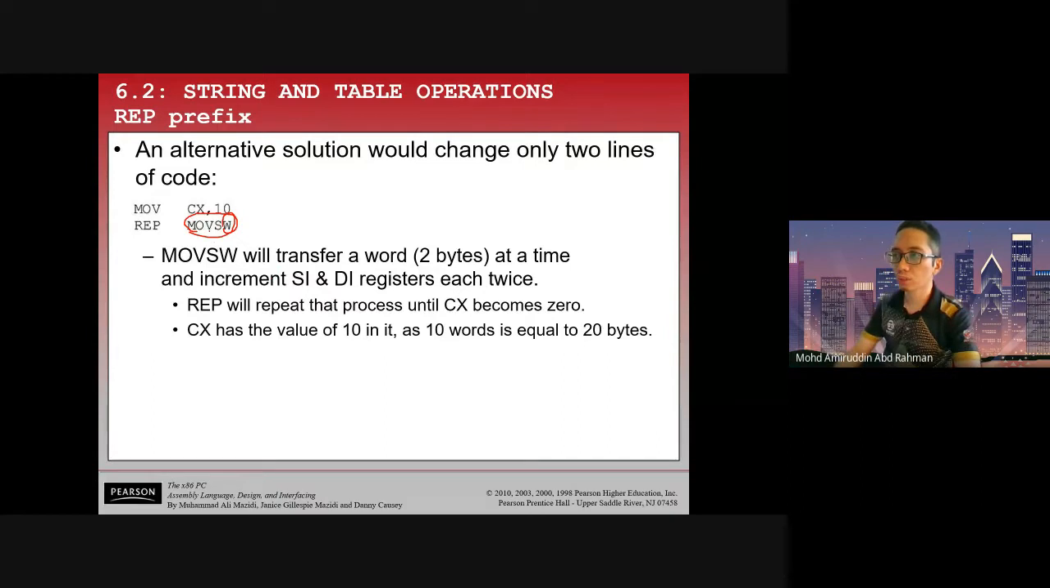So you use this REP MOVSW command, and it will increment the SI and DI registers by two each: 2, 4, 6, 8, and so on. But CX will decrease by only one, from 10 to 9 to 8, while the bytes moved are 2 each: A, B, C, D, E, F, G, H, and so on.